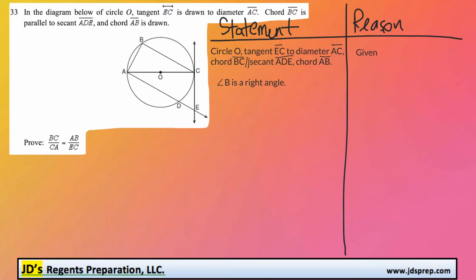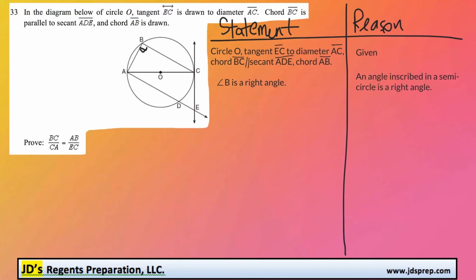The next thing we can mention is that angle B is a right angle, a 90-degree angle. And we know that because any angle that's inscribed in a semicircle will always be 90 degrees. You may have also heard that as the semicircle property.